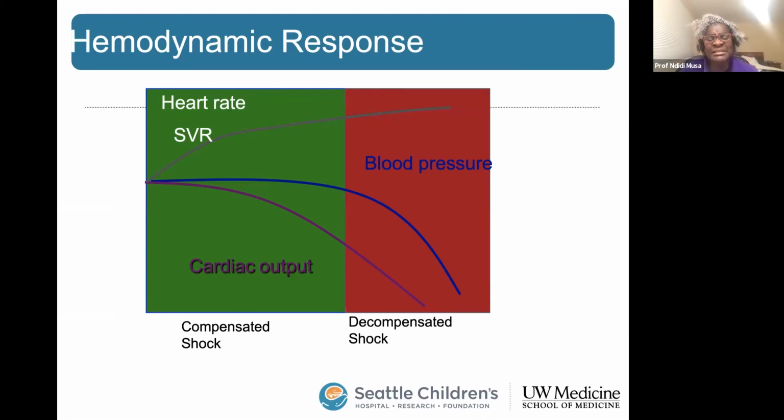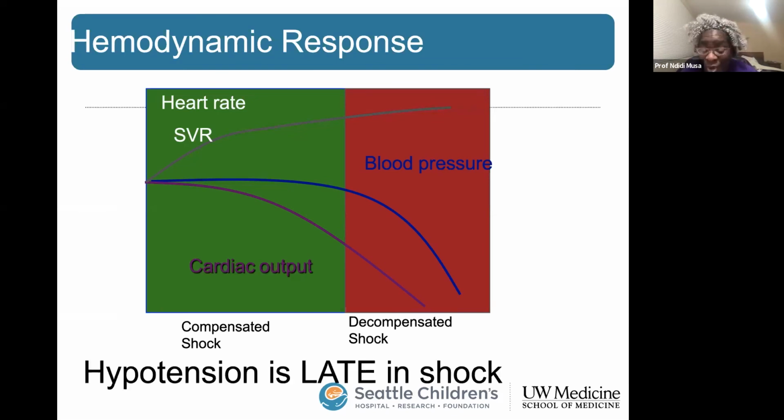Now, why is it that the blood pressure is the last thing to go in pediatric patients? That's because their SVR goes up to maintain their blood pressure, but their cardiac output goes down. So your SVR is up, maintaining your blood pressure until the last minute as your cardiac output falls and your heart rate goes up. So hypotension is a late finding in shock in pediatric patients. By the time you get to the hypotensive phase, you are in decompensated shock and it's almost late, but you can still resuscitate the patient. Try not to get to that point.